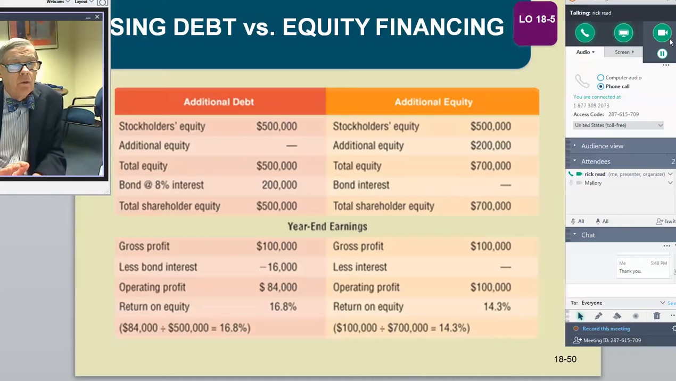Taking on additional debt, additional equity. And remember, equity is coming from within, okay? And you're not paying any interest and things of that nature. Notice the difference in the equity, okay? Return on equity. That's what you're looking for. So this is really something that you have to determine which is best for you.